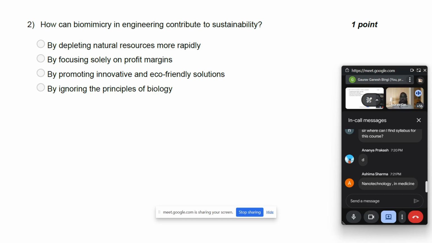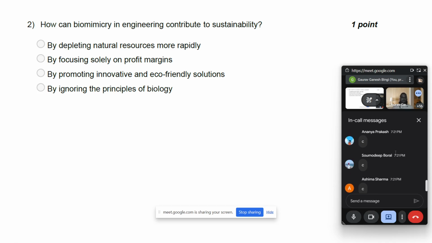So how can biomimicry in engineering contribute to sustainability? I hope you all understand what sustainability is. Khushbu says C, by promoting innovative and eco-friendly solutions. Ashlesha says D, by ignoring the principles of biology. Who is it? The D answer was for the first question, Ashlesha.